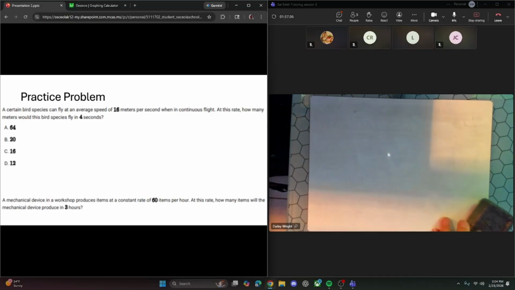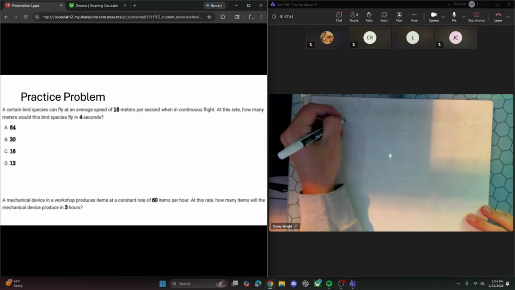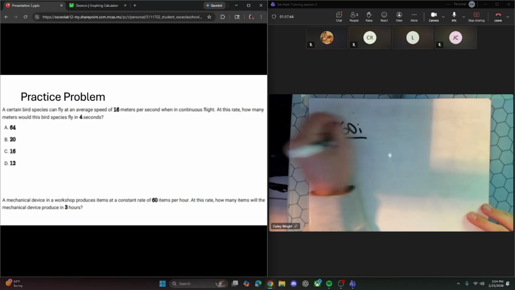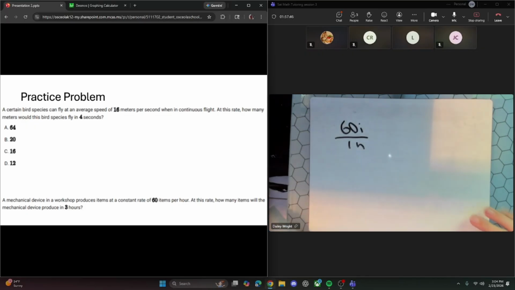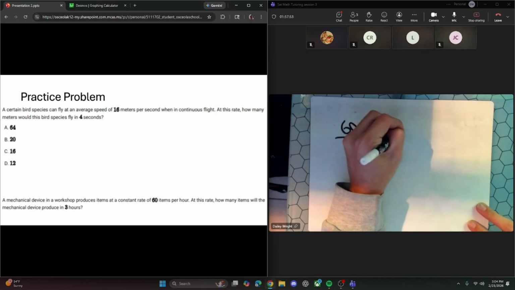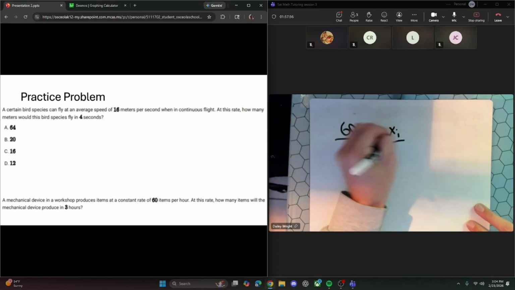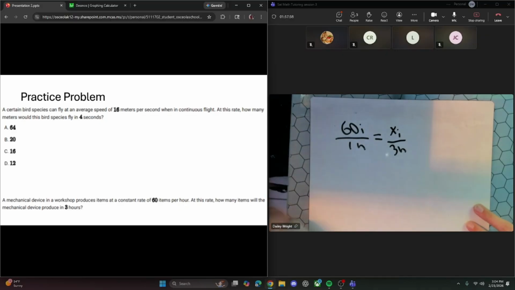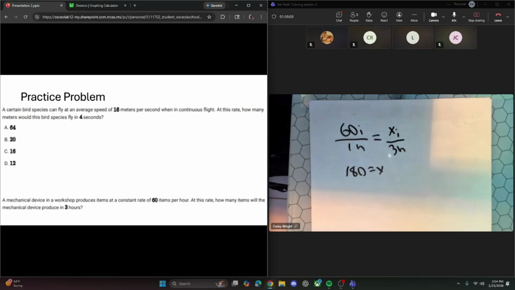A mechanical device in a workshop produces items at a constant rate of 60 items per hour. So 60 items per 1 hour. At this rate, how many items will be produced in 3 hours? We're looking for items, so x items over 3 hours. Cross multiply, 180 equals x. The mechanical device will produce 180 items in 3 hours.